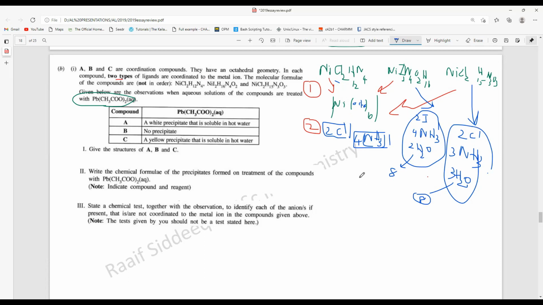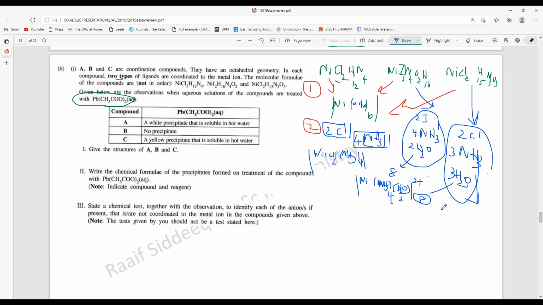For example, it could be like nickel and 4 ammonia, and 2 water molecules. So this is ammonia here, 4 and 2. So this could form like this. If nickel is 2 plus, this should be 2 plus because these two are neutral. And here this could be nickel, 2 Cls and 4 ammonias. So if nickel is 2 plus, this is 2 minus, so no charge.